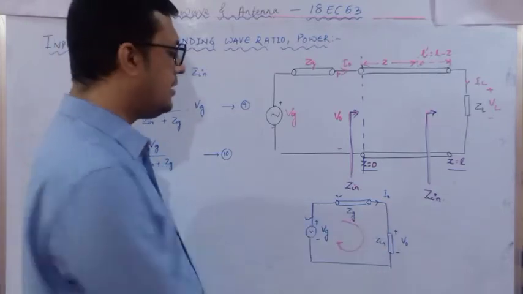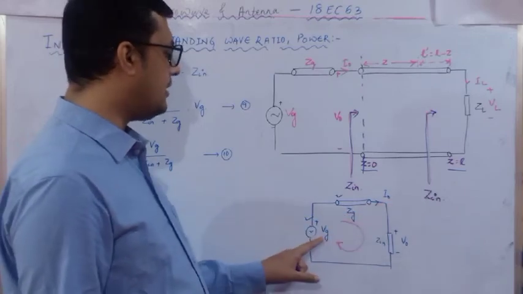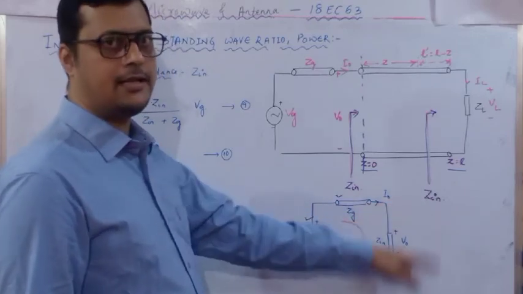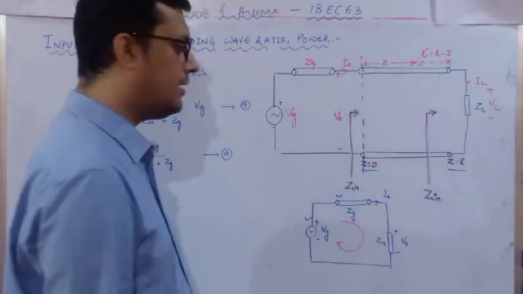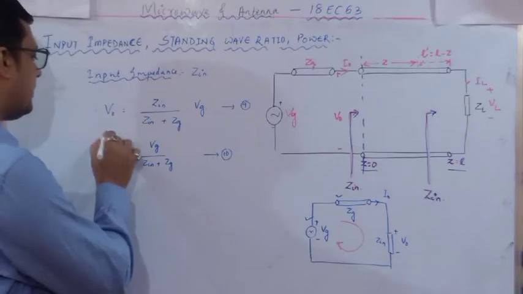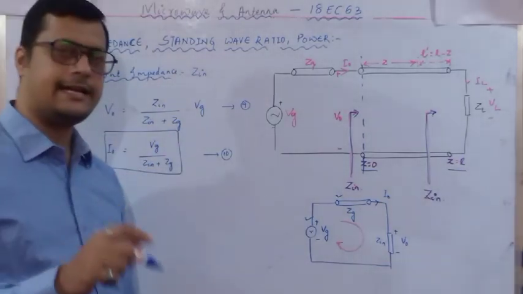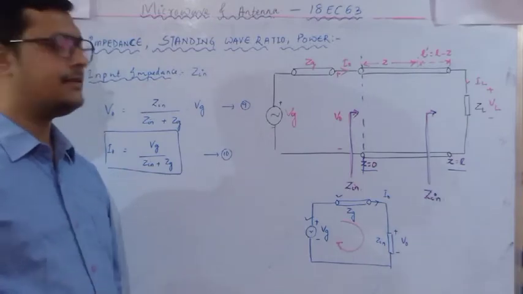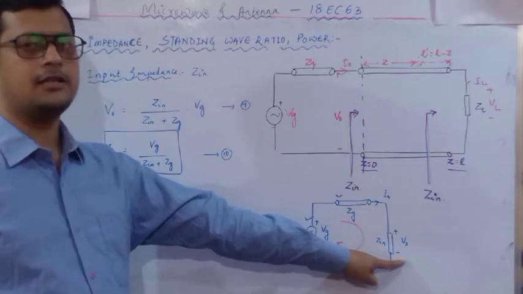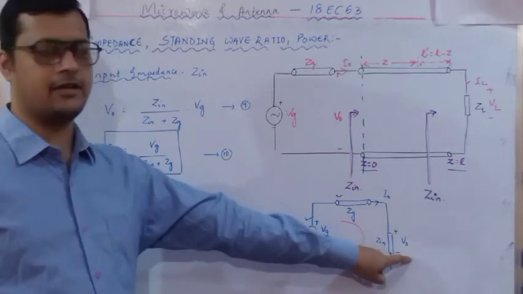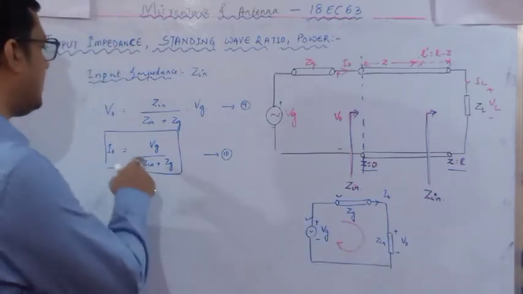I0 is what? The total current within this circuit. So what is I0? I0 is nothing but Vg divided by the total impedance. Total impedance is how much? Zg plus Zin. So here I have written I0 is equal to Vg divided by Zin plus Zg. Similarly, you can easily identify the potential drop across this Zin, that is V0. So V0 is equal to how much? I0 into Zin. So what is our I0?